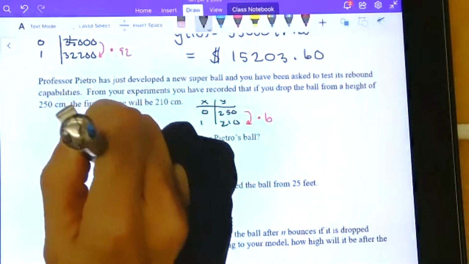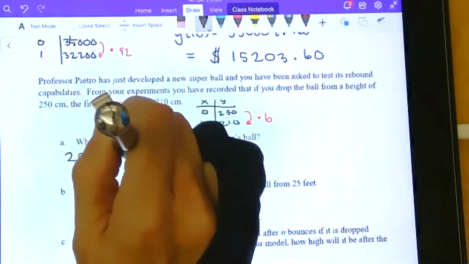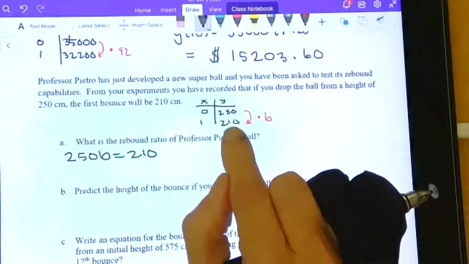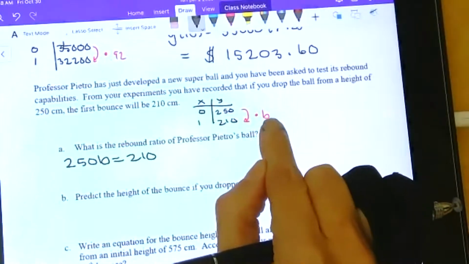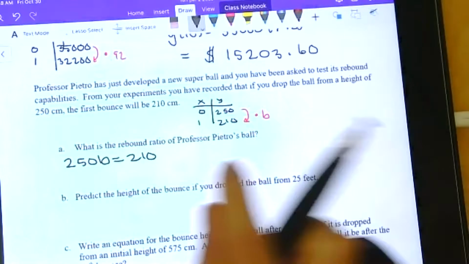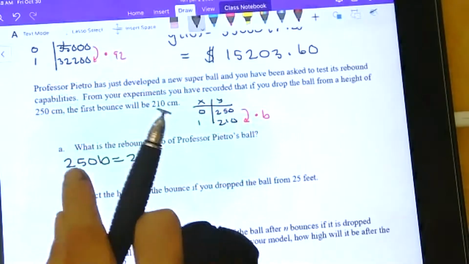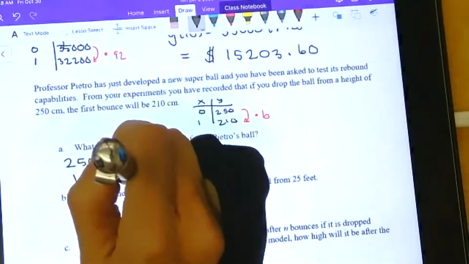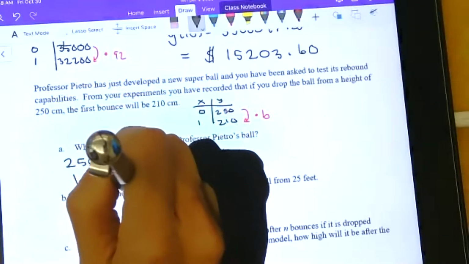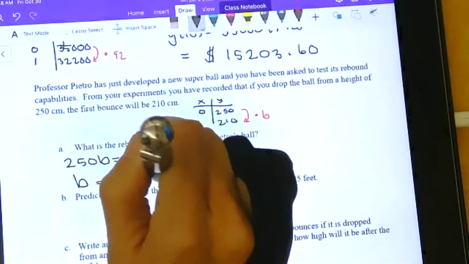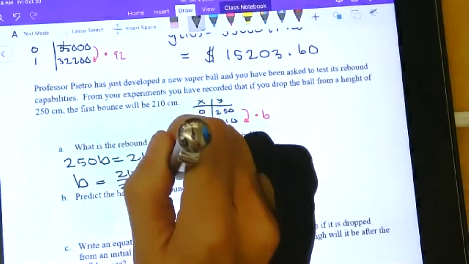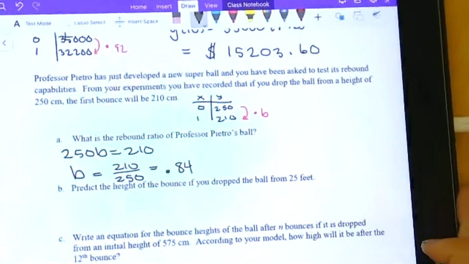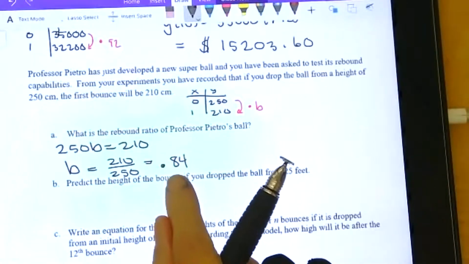But what I do know is that 250 times B equals 210. To get from 250 on my table, I multiply it by B and then I get to 210. So B is going to be 210 divided by 250, which comes out to 0.84. Notice that value is less than 1.